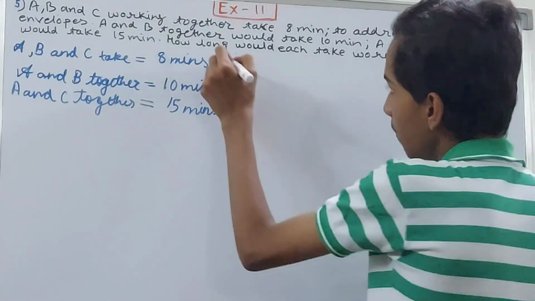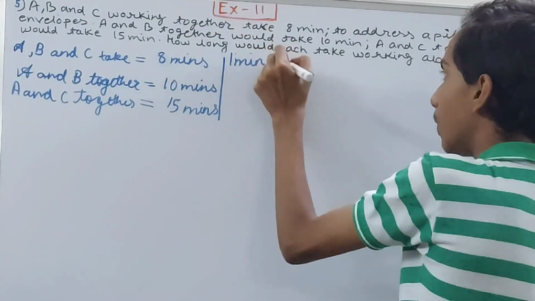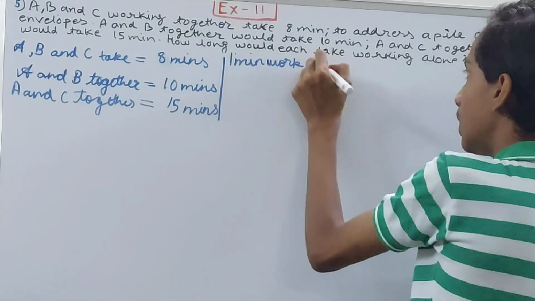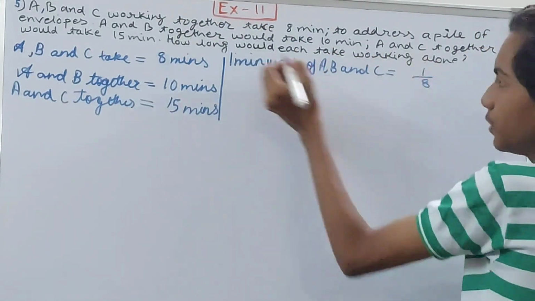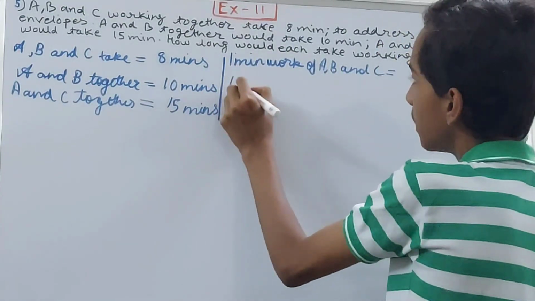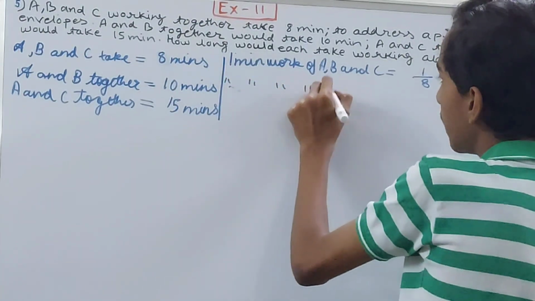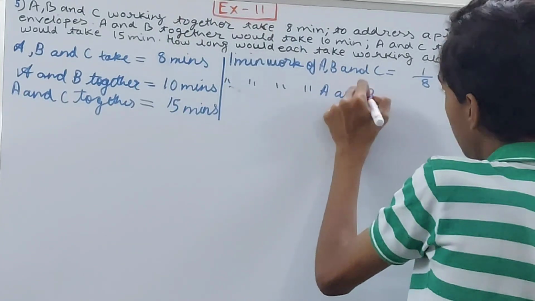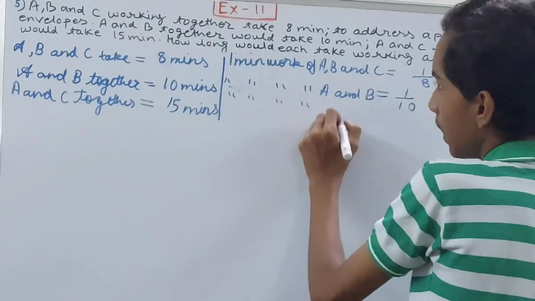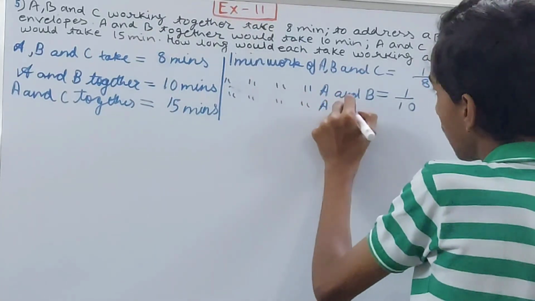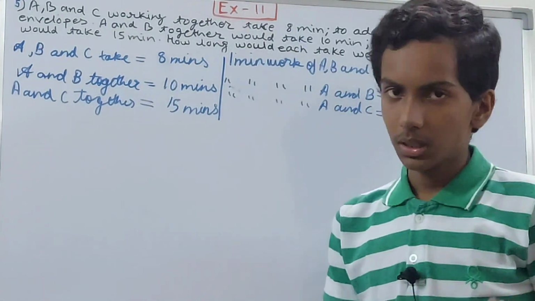Okay, now we will calculate their 1 minute work. So 1 minute work of A, B and C is 1 upon 8. Just reciprocate the above. So 1 minute work of A and B is 1 by 10. 1 minute work of A and C is 1 upon 15. These three things we have calculated.